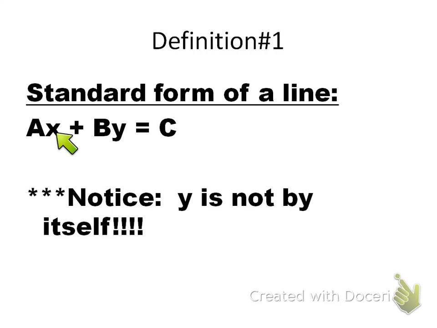For it to be in standard form, the x and the y are on the same side, and then you have equals some constant. Other things to know about standard form, there's no fractions and no decimals in standard form. So if I ever ask you to put something in standard form, just make sure you get rid of all fractions and decimals. And then we don't want a to be a negative number, so be aware of that too. Any questions on standard form?